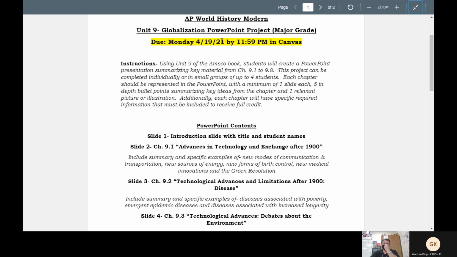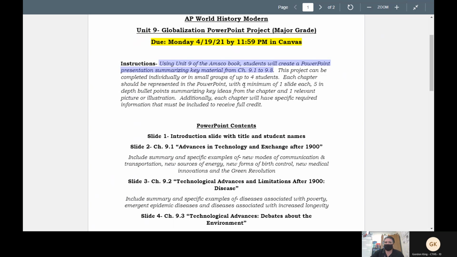Using Unit 9 of the AMSCO book, students will create a PowerPoint presentation summarizing key material from Chapter 9.1 to Chapter 9.8. Now, before you get overwhelmed, like, oh my God, eight chapters, guys, in the new AMSCO book, the chapters are like three pages long, sometimes shorter, sometimes a little bit longer. Either way, it's not a whole bunch.